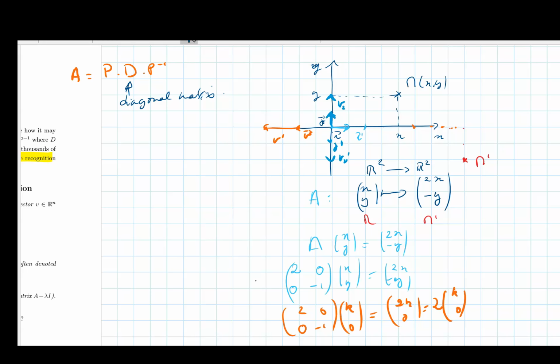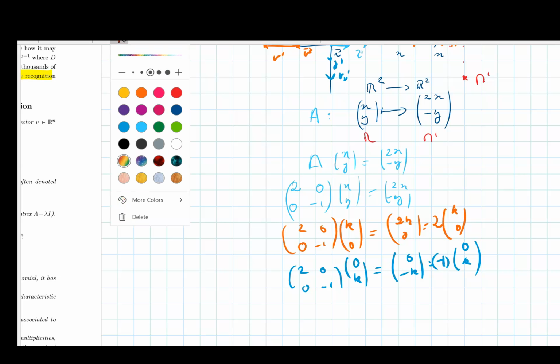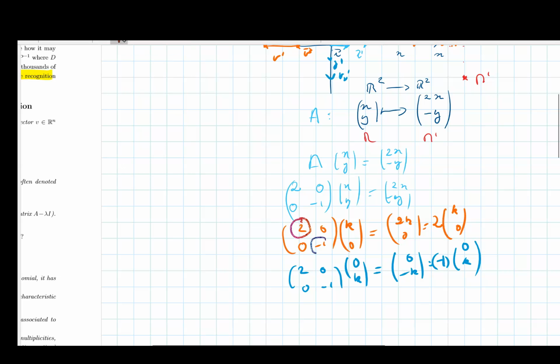So what's happening to anything that is written like 0, k? Something that would be collinear to the J vector, 0, 2, 0, -2. It's going to be sent to 0 and -k, which I can also write as -1 times 0, k. So what do we see here? You see appearing those values that are on the diagonal. You see that they appear here.